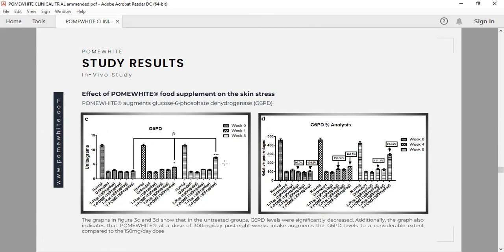And this level is found to be increased with the 300 mg per day Palm White treatment with highly significant levels, while in case of 300 mg at week 4, a low level of significance was there. But in case of 150 mg, almost negligible increase was there. That's why no significant levels could be seen. The percentage analysis of glucose 6-phosphate dehydrogenase also shows the same results. Almost a 3 times increase of this enzyme level was there with the Palm White.